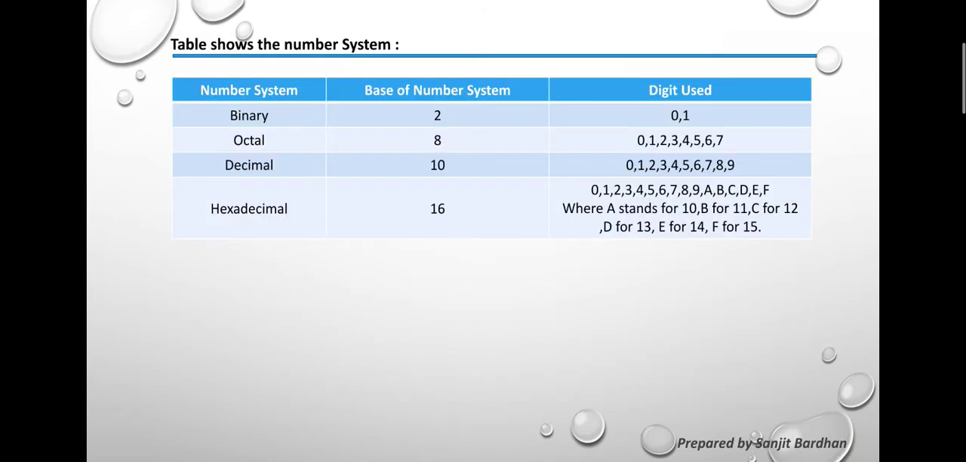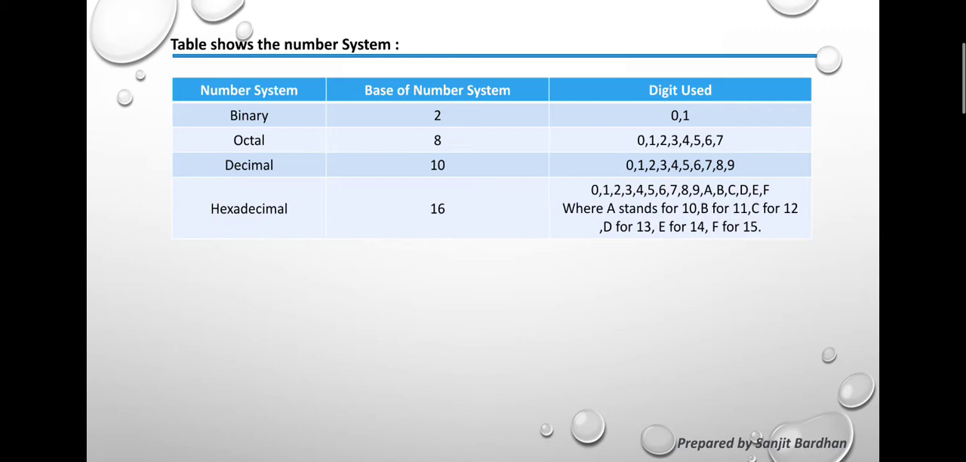So here you can see the table. Here the binary number system has a base of 2, where the digits used are 0 and 1. This is very important, okay. Octal has base 8, so 0 1 2 3 4 5 6 7, okay. The total number of digits is 8. Next is decimal, whose base is 10, so 0 1 2 3 4 5 6 7 8 9.